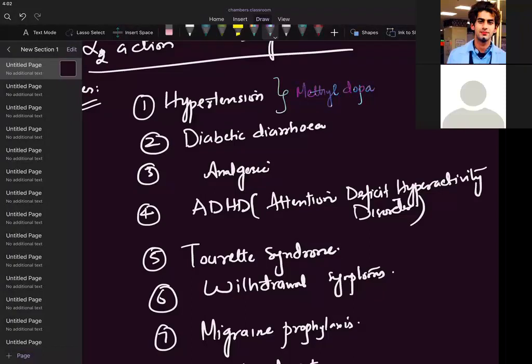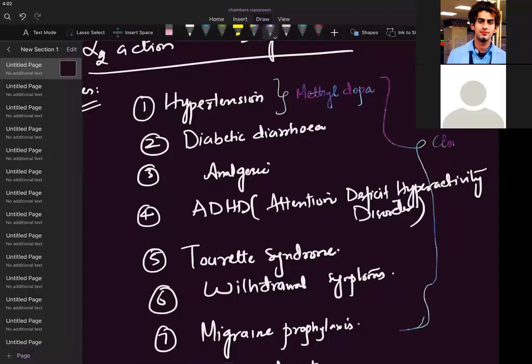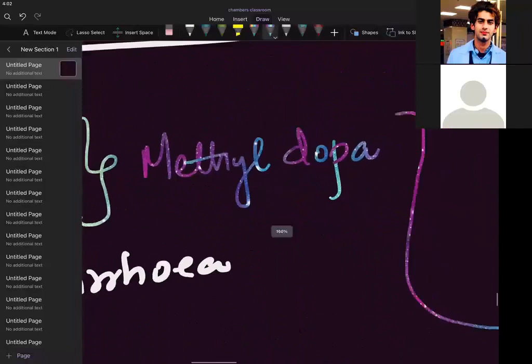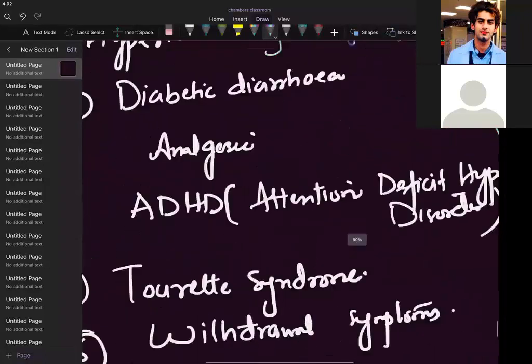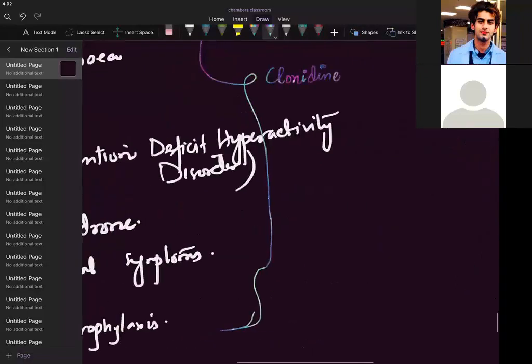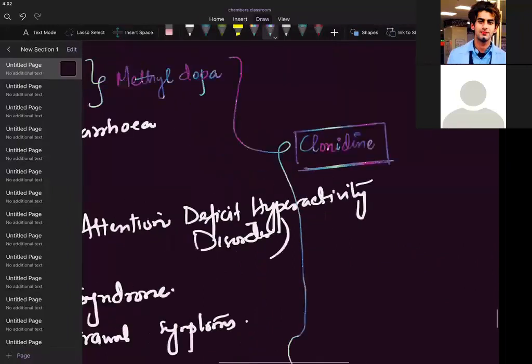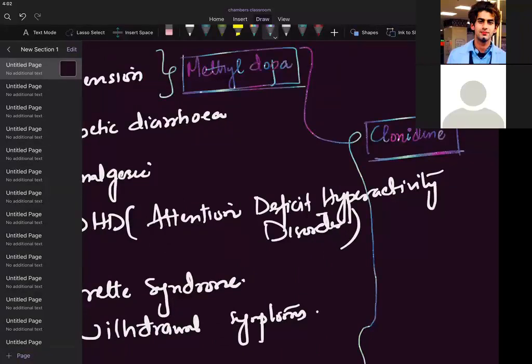Diabetic diarrhea, again hypertension, analgesic also, ADHD also, Tourette syndrome also, withdrawal symptoms also, even migraine prophylaxis also. What are we using? We are using clonidine. Clear? So methyl dopa for hypertension, and clonidine for diabetic diarrhea, attention deficit hyperactivity disorder, Tourette syndrome, withdrawal syndrome, and migraine. Here we have methyl dopa.